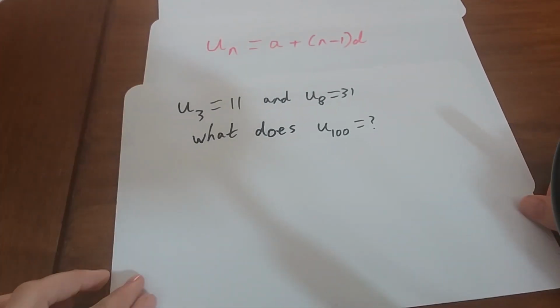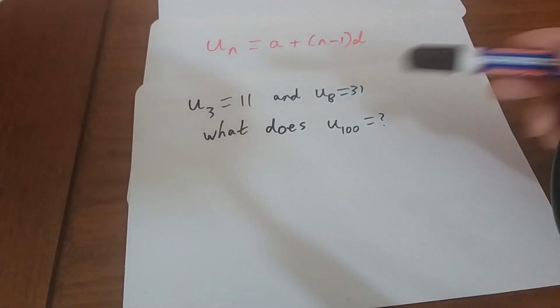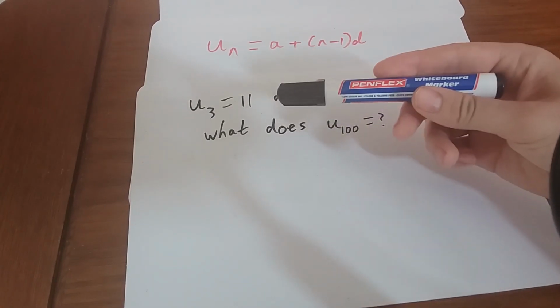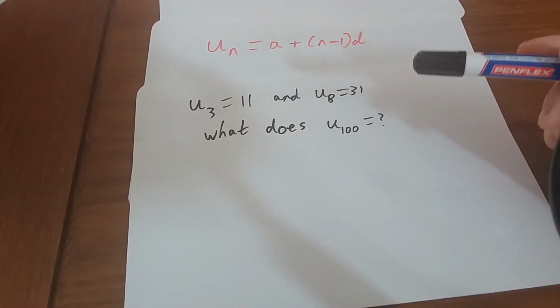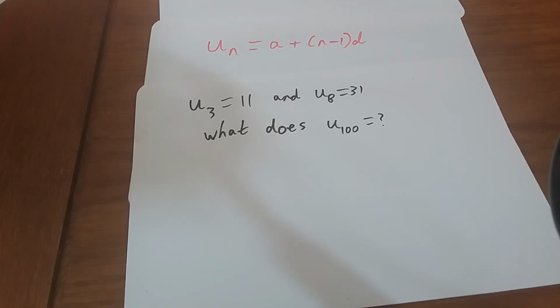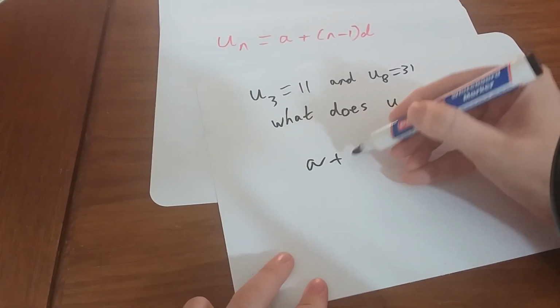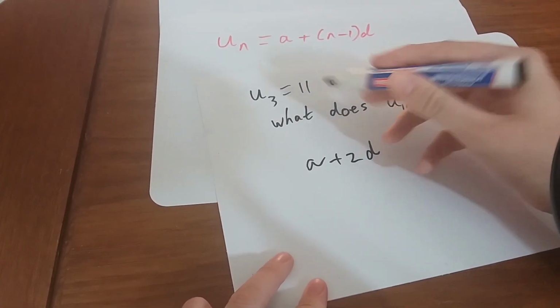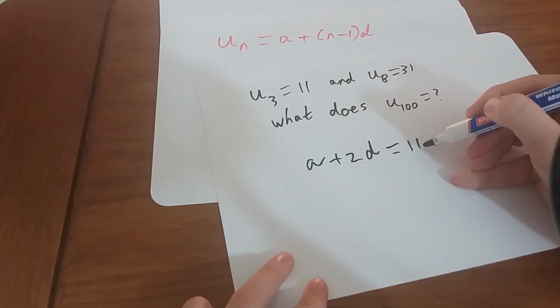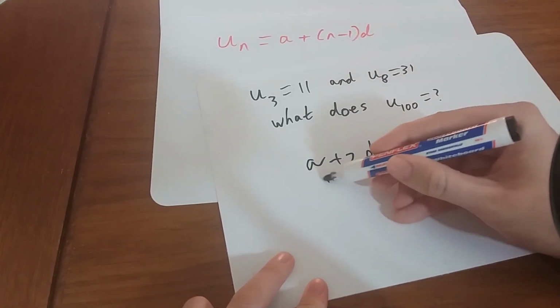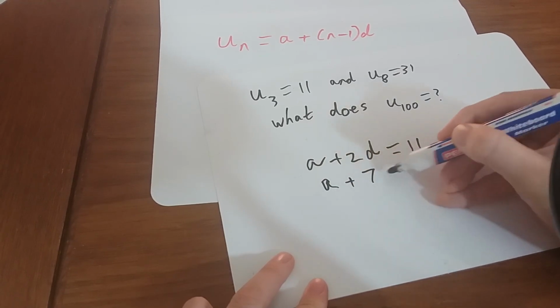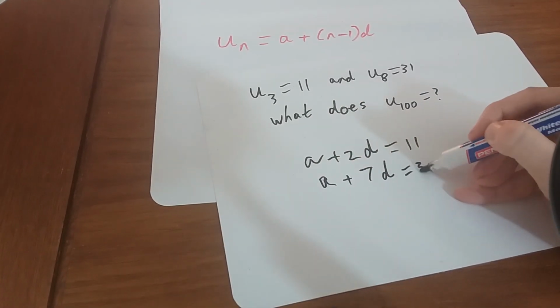So, here's a question. It's told us that the third term is 11, and the 8th term is 31. What it would like us to do is work out what the 100th term is. Well, the tactic here is to use the formula that we've got in red up here. So the third term, that's a plus 2 lots of the common difference. We know that that's equal to 11. And the 8th term, which is a plus 7 lots of the common difference, that's equal to 31.